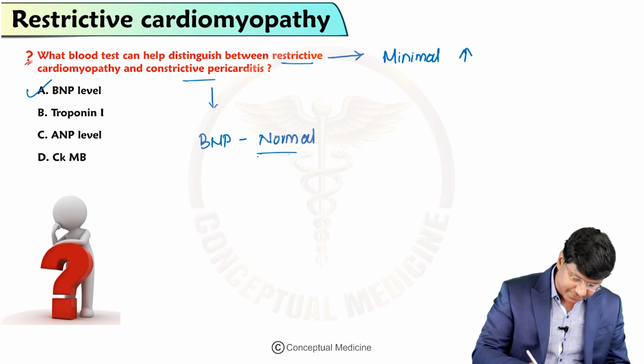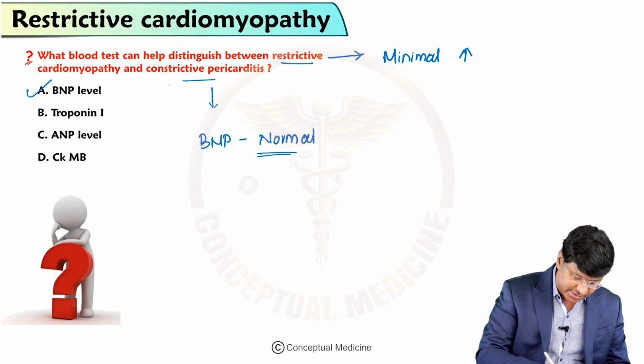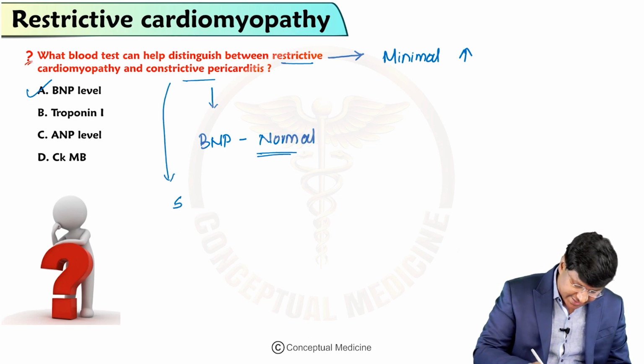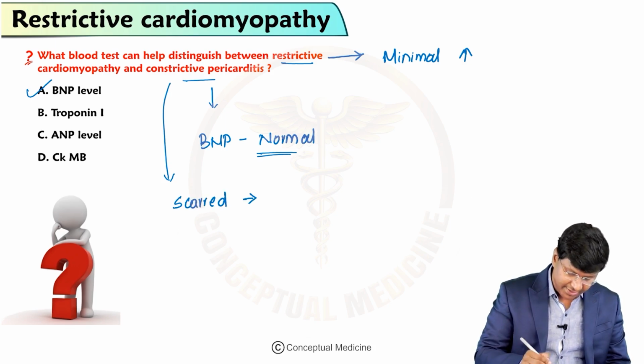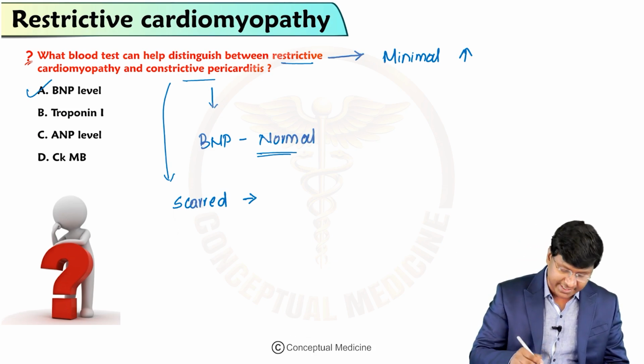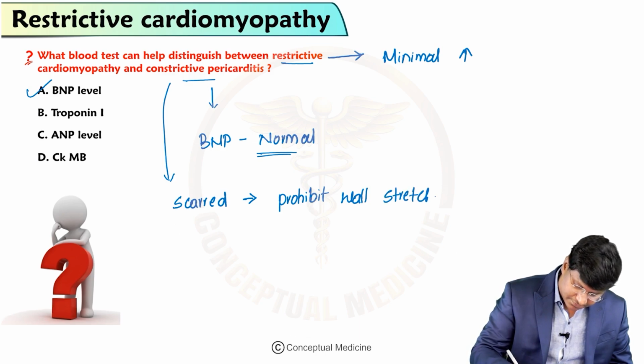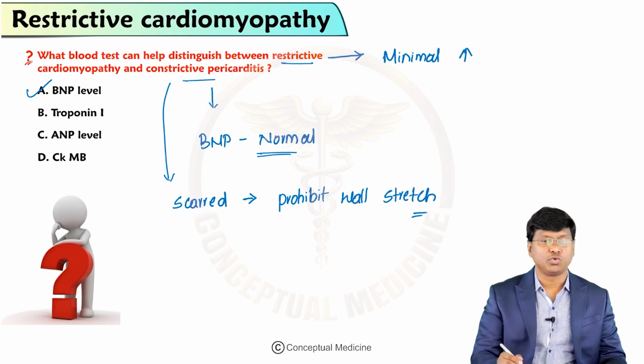So why do you think that the brain natriuretic peptide levels are normal or low in constrictive pericarditis? Because the pericardium is scarred. So this will prohibit the wall stretch.